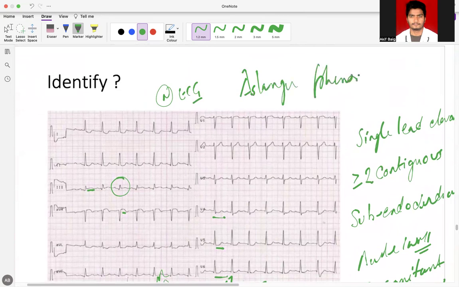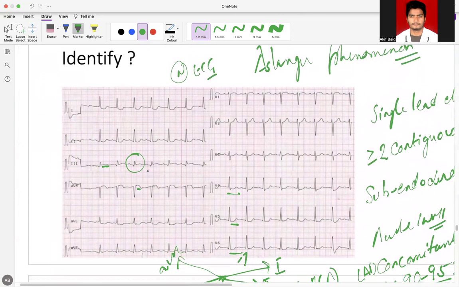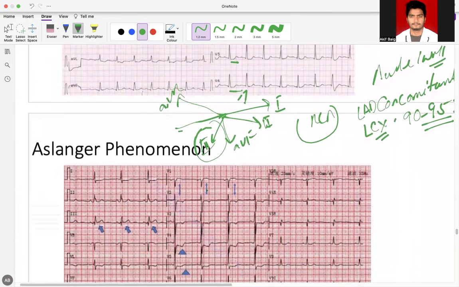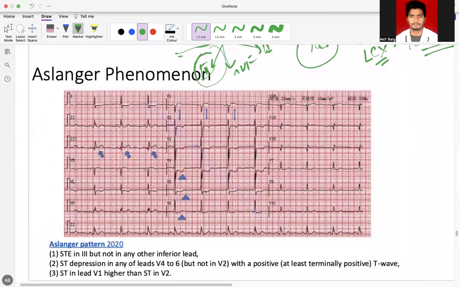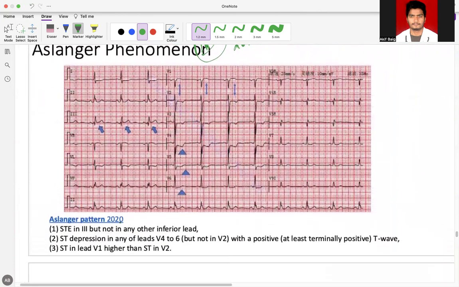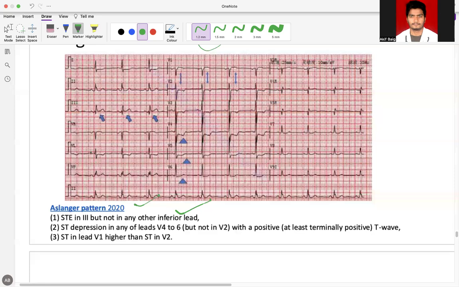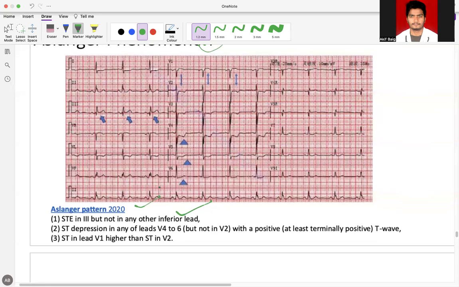This is very rare, but it has to be kept in mind because this patient is often treated as asymptomatic and sent home. So always be careful, because this patient can also land up in sudden ischemia, with mortality from arrhythmia. This is the classical ECG of Aslanger, described in 2020: ST segment elevation in lead 3 but not in any other inferior lead, ST segment depression in V4 to V6 but not in V2, and some ST segment elevation in lead aVR or lead V1.